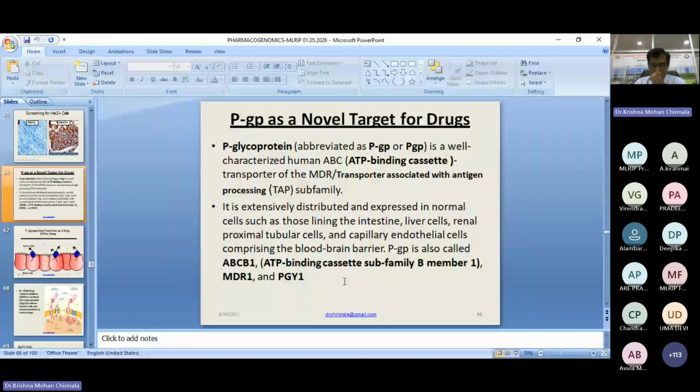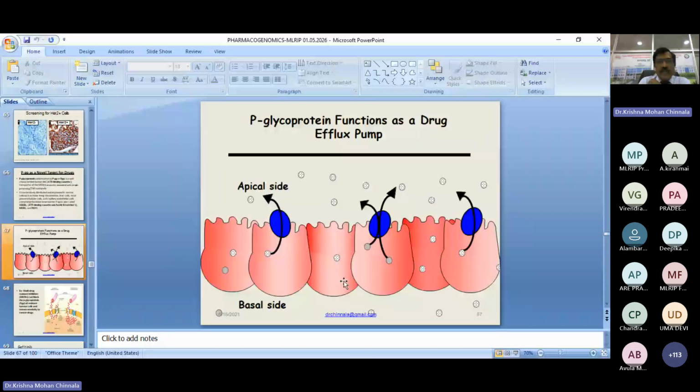P-glycoprotein as a novel target for drugs. P-glycoprotein is a well-characterized human ABC, ATP binding cassette, transporter of the MDR. What it is doing is stopping the retention of drugs. The major problem with cancer treatment is the drug is entering into the cell, but due to the efflux procedure of that cell, the drug is unable to be retained in the cell to show its full effect. That's why it is coming out.